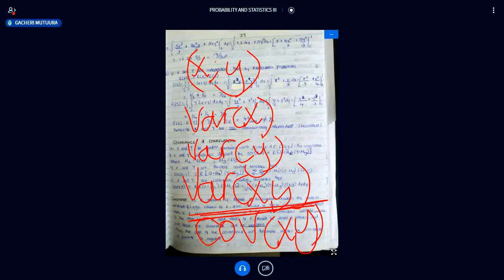So I have a covariance of XY. The covariance of XY is now what we are going to define.